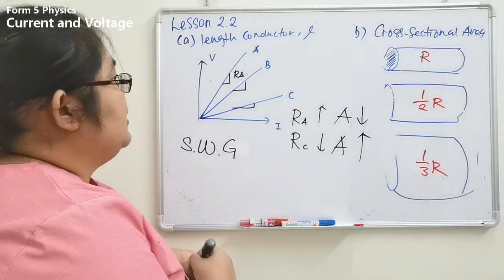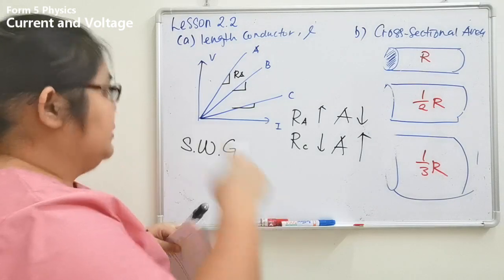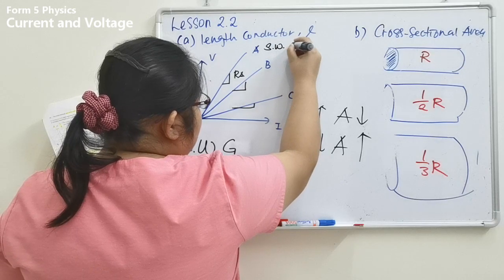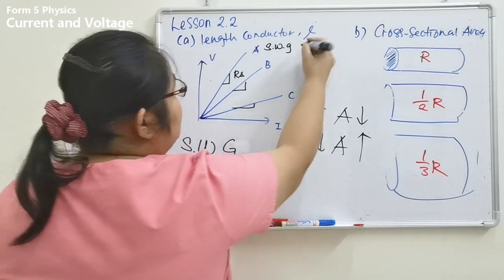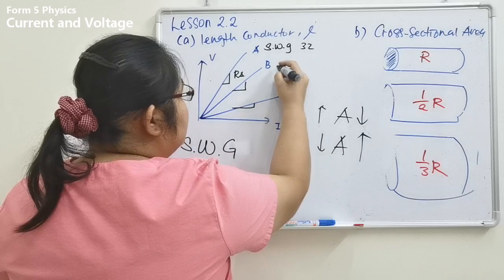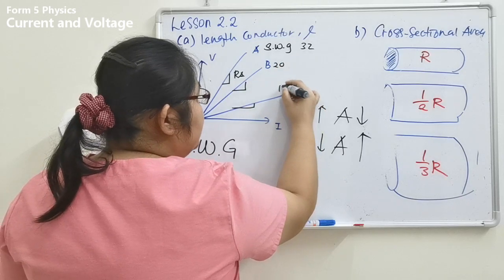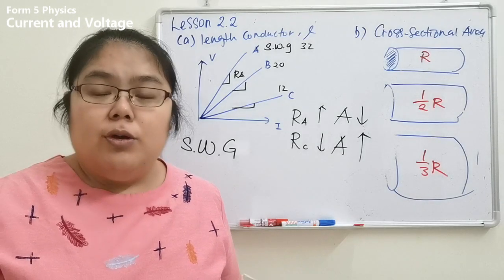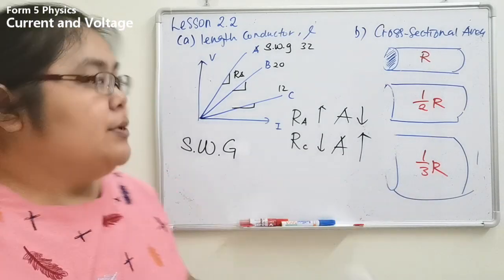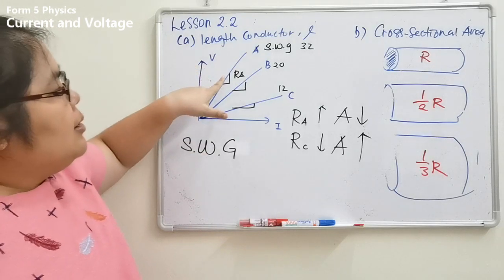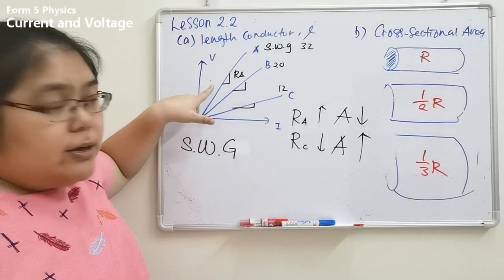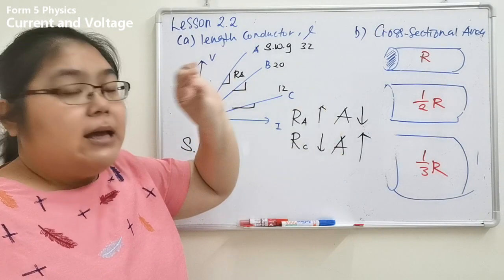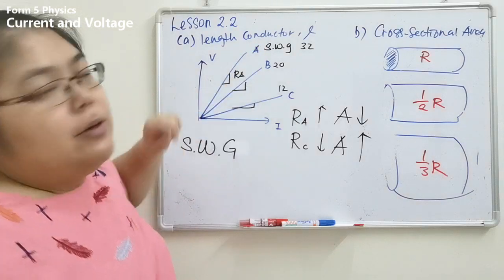For example, now I do the labels. SWG: this one is 32, this one is 20, this one is 12. I simply give the numbers because SWG is a standard and we don't know the actual values, so I just want to give you the relationship. Now RA, the resistance should be the highest, which means the cross-sectional area becomes the lowest. They are the thinner one.